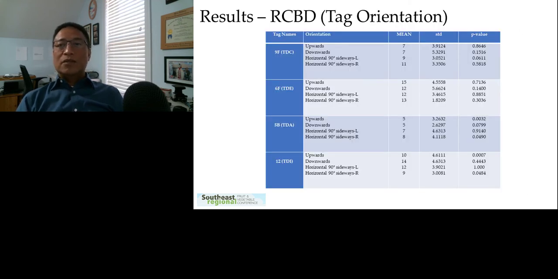The result of the RCBD orientation table shows the standard deviations and the p-value of the tag names 9F, 6F, 5B, and 12 on the data collected. Each tag orientation was scanned at a distance from 5 feet to 25 feet, and tag names 9F and 6F returned an insignificant result in all 4 orientations. Moreover, tags 5B and 12 at upward and horizontal 90 degrees sideways right orientation produced a significant result.